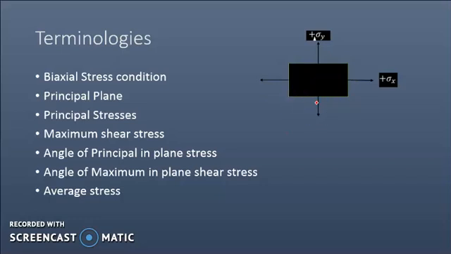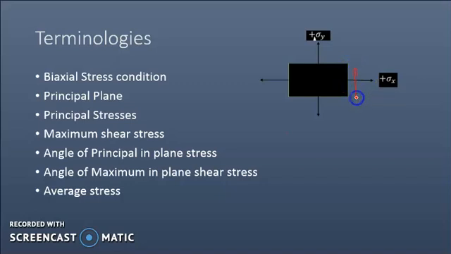Now the next one is the principal plane. It is nothing but the plane in which there is no shear stress acting. So this plane is called the principal plane. Okay, so now we'll see about principal stresses. The principal stress is a stress on a plane on which only normal stress is acting. So there is no shear stress acting on this plane.